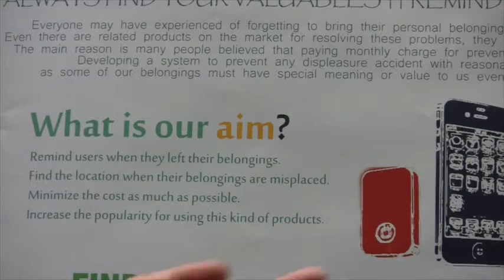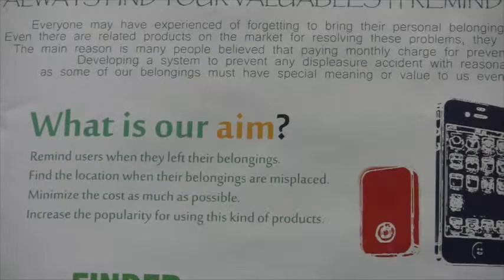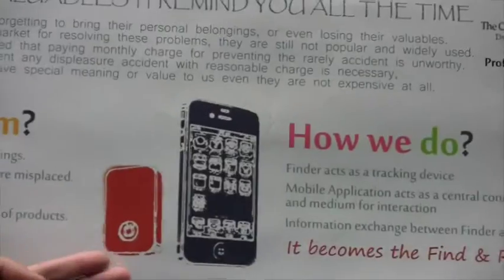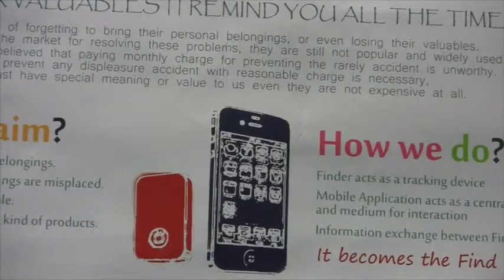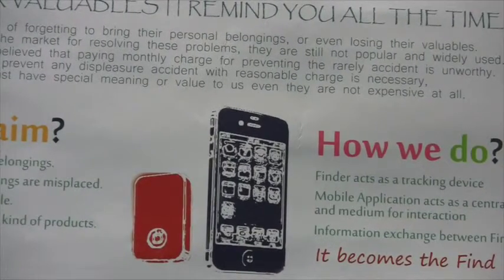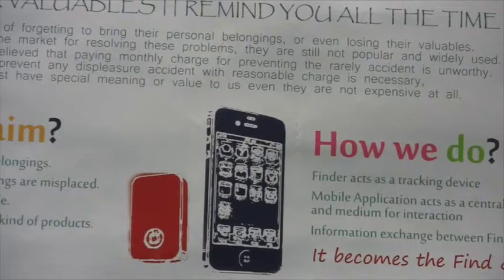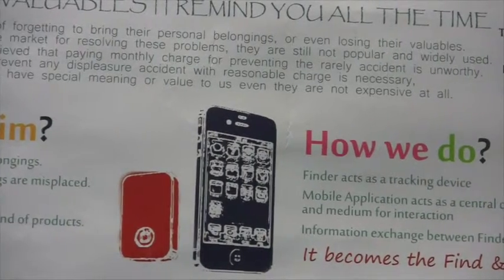And we will have 2 devices in our system. The first device we will call the Finder, and the second device is the user's mobile phone, which will download a mobile application. Let me introduce the hardware part, the Finder part.